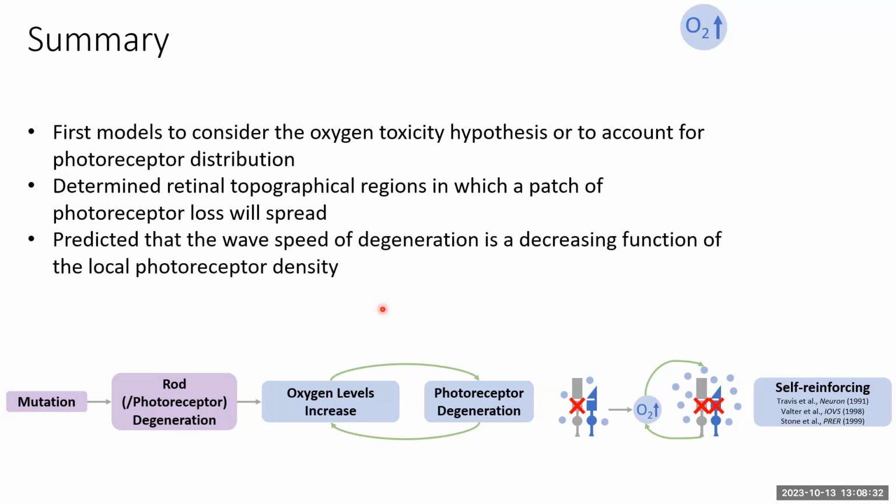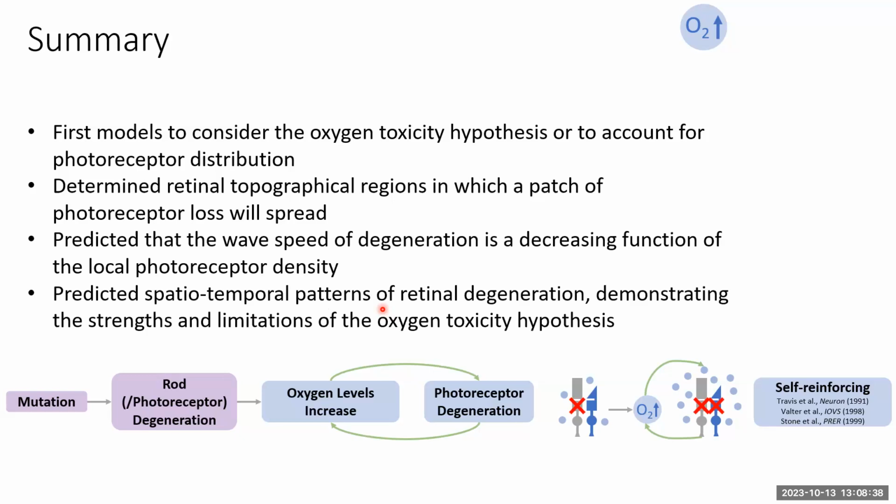We've been able to predict that the wave speed of degeneration is a decreasing function of the local photoreceptor density, and have a simple formula that you can use to quickly calculate that. And we've predicted spatiotemporal patterns of retinal degeneration, demonstrating both the strengths and limitations of the oxygen toxicity hypothesis.